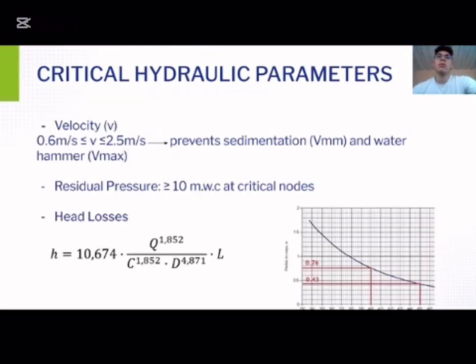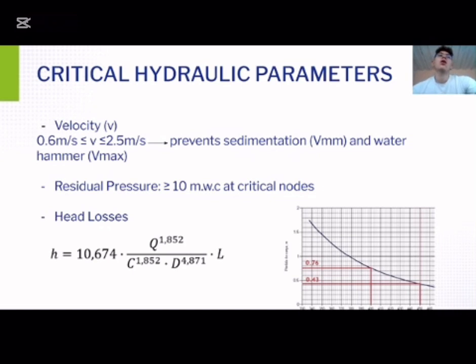Hydraulic design parameters. Water velocity. Minimum 0.6 meters per second, so water flows slowly and mildly. For example, in 200 millimeter pipes, it takes 5 minutes to travel 1 kilometer. Maximum 2.5 meters per second. At this speed, PVC pipes wear out faster.